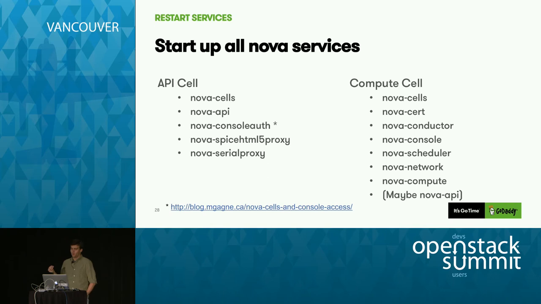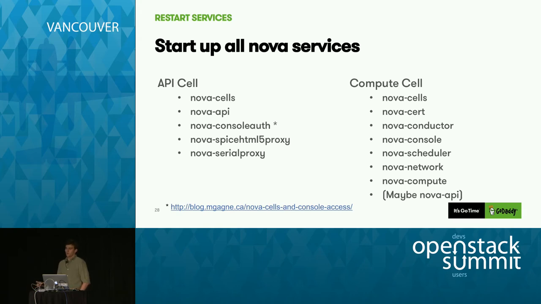There are some people that still actually run a Nova API instance in the compute cell as well. And that helps you in a few different ways. If you think about it, if you don't have an API there, you have no way to really interact with that Nova instance that's running the compute cell.